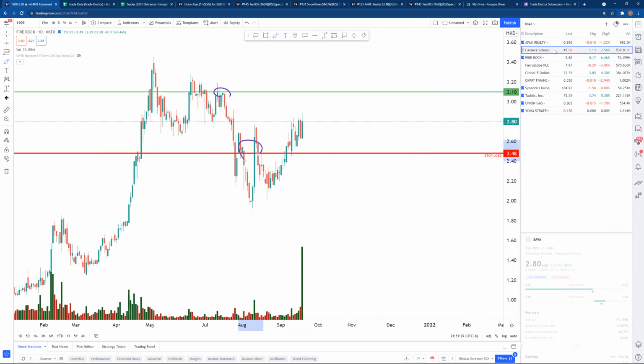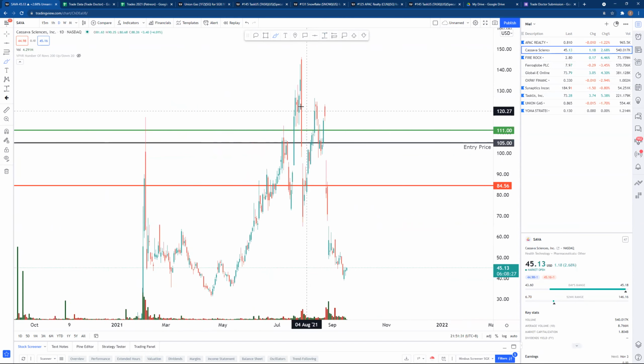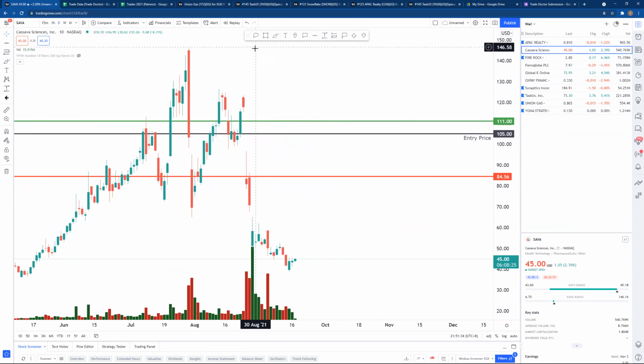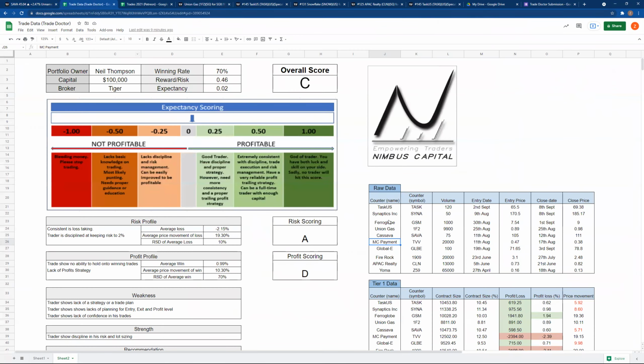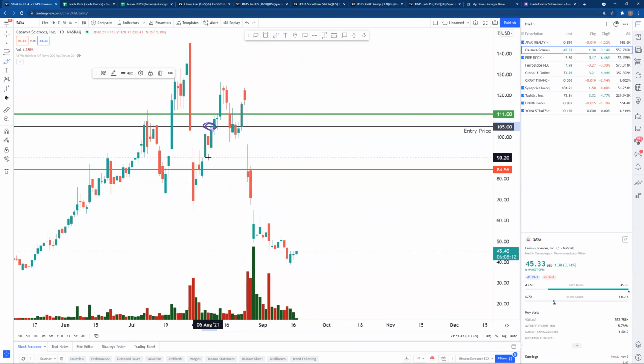Now Cassava Science, this one also I'm not sure which one. I think the entry was probably this one. Let's double check. Cassava, 11 August. So yes, the entry is somewhere here, and then 2 days later he exited. But the stop loss is all the way down at 84.6.